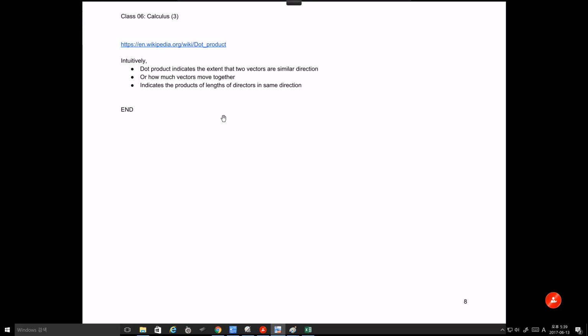So let's read the intuition again. That's why dot product indicates the extent that two vectors are in a similar direction, or how much vectors move together, how much vectors help each other, or it indicates the product of lengths of vectors in the same direction. Okay, lengths multiplied, the lengths of two vectors in the same direction. That's the intuition of dot product.